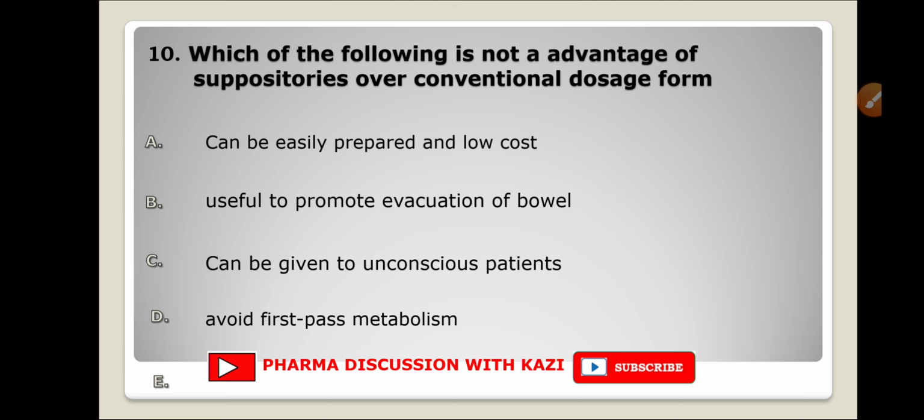It can avoid fast metabolism through the hemorrhoidal vein present in the rectum and bypassing the hepatic first pass effect. So it is also true. But it can be easily prepared and low cost, this statement is not true. So option A is the correct answer for question number 10.